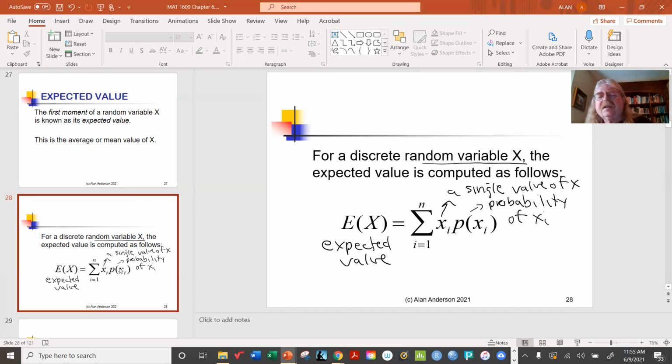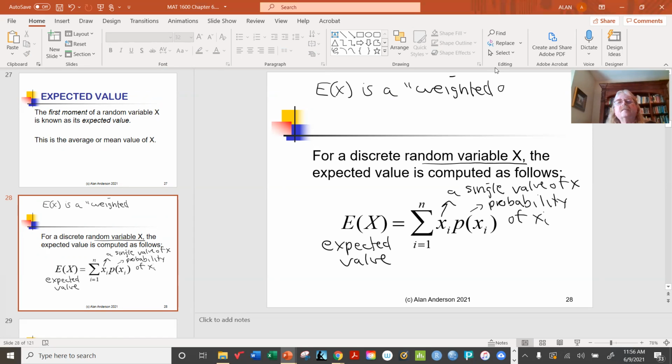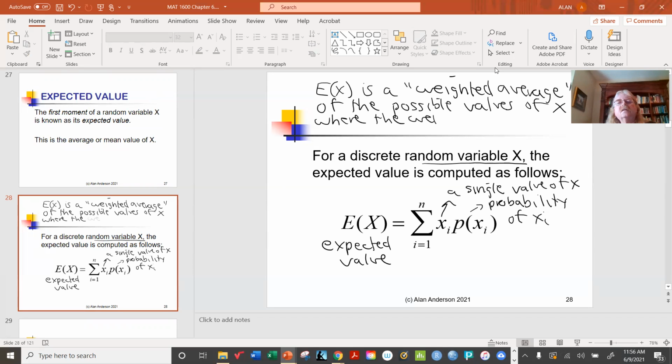Okay, so I'll give you a minute to catch up there. Now, I want to point out to you, though, that this expected value is a weighted average of the possible values of X where the weights are probabilities.